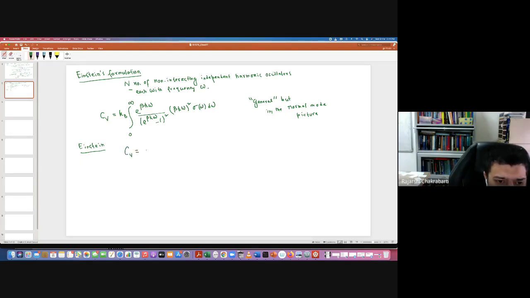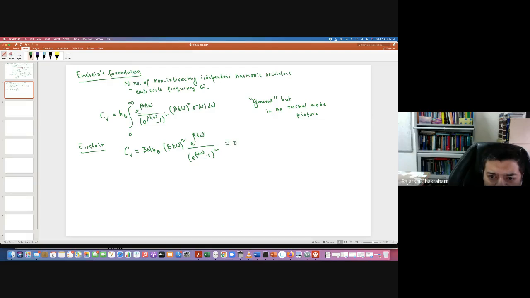So actually, how many oscillators are there? 3n, isn't it? So I should have 3n of this. I should have kB, and I should not have this integration, and I should only have the integrand, without this sigma omega d omega. Can you get it? So actually you should have something like beta h cross omega whole square, exponential of beta h cross omega, over exponential of beta h cross omega minus 1 whole square.